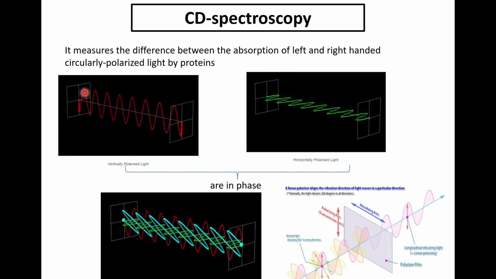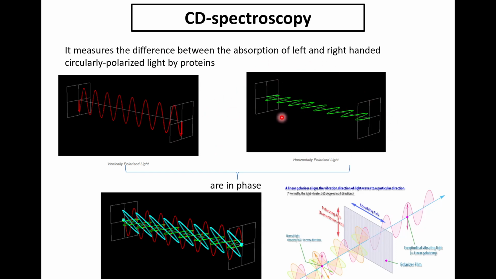So these kind of waves where this electric component, for example, is in a vertical direction as compared to your direction of propagation, they are known as vertically polarized light. And those which have oscillations in the horizontal direction are known as horizontally polarized light. Now when you have a light, it has both vertically polarized as well as horizontally polarized light.